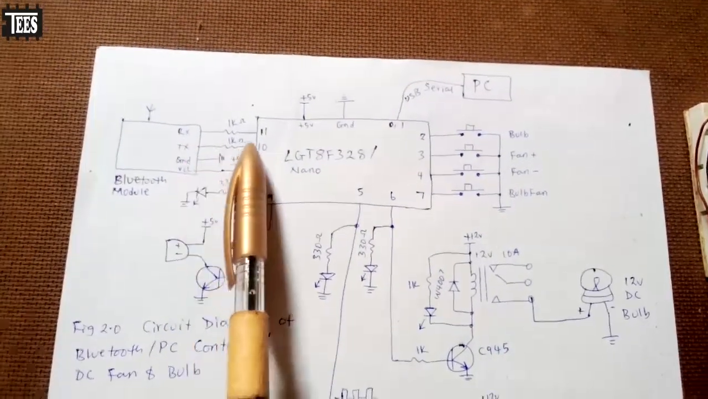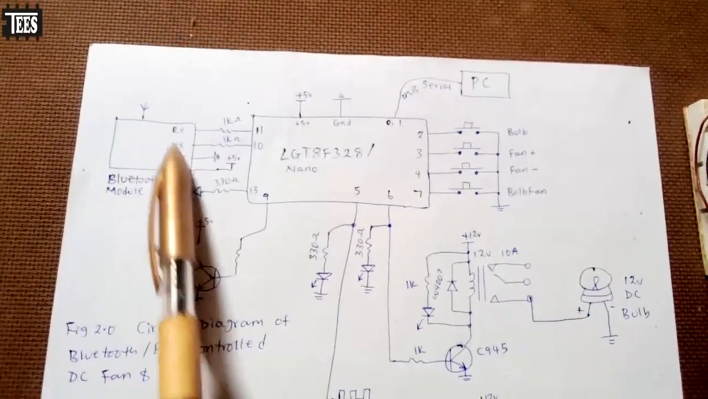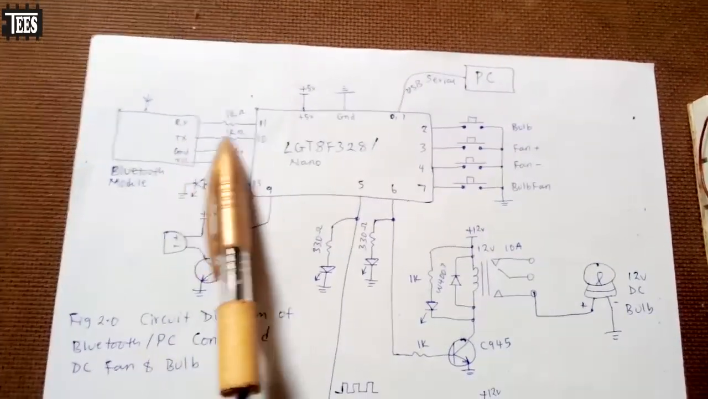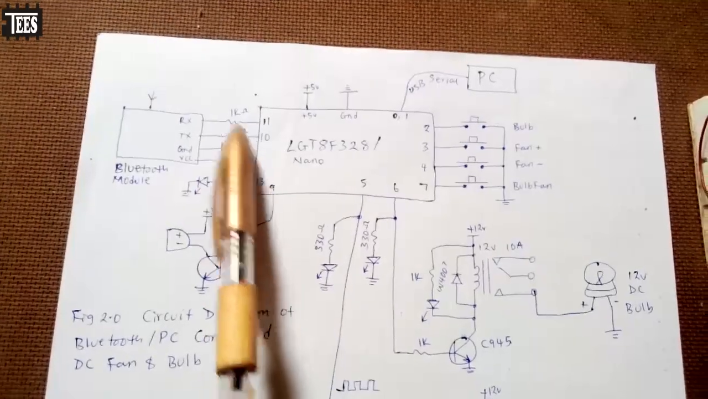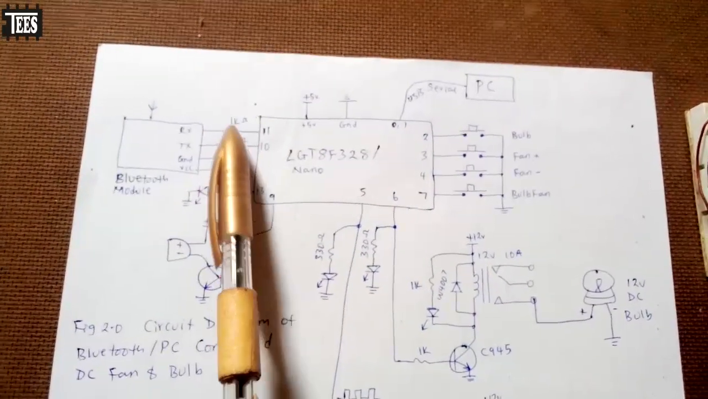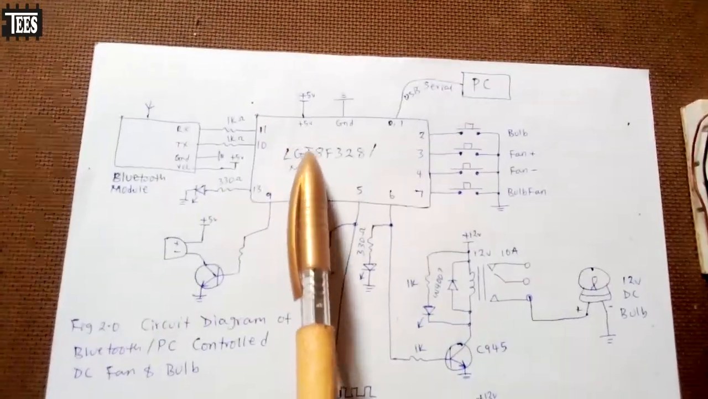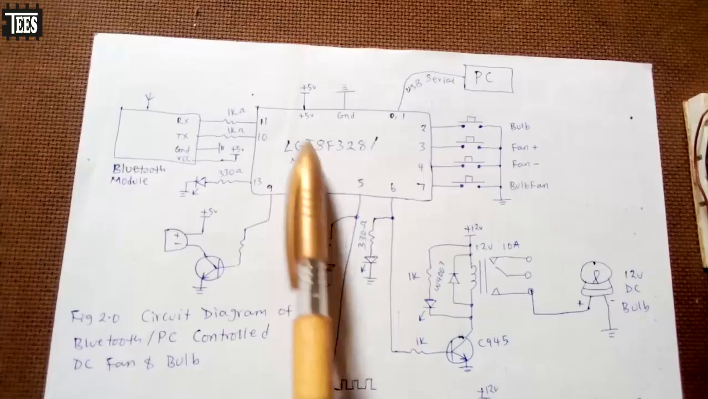You understand? If you go to the internet, others connect their Bluetooth module to their microcontroller using different ways. But for me, this is what I usually do. I just use 1K resistors, so that if my microcontroller is a 3.3 volt board, it also works.